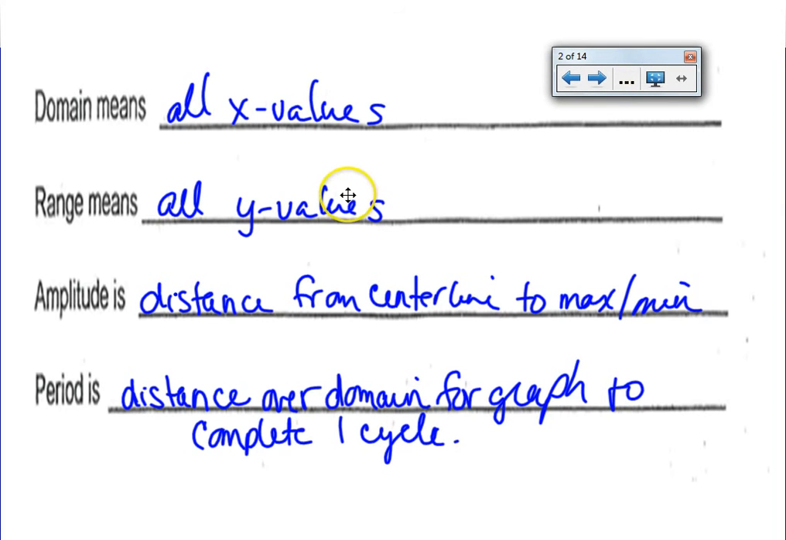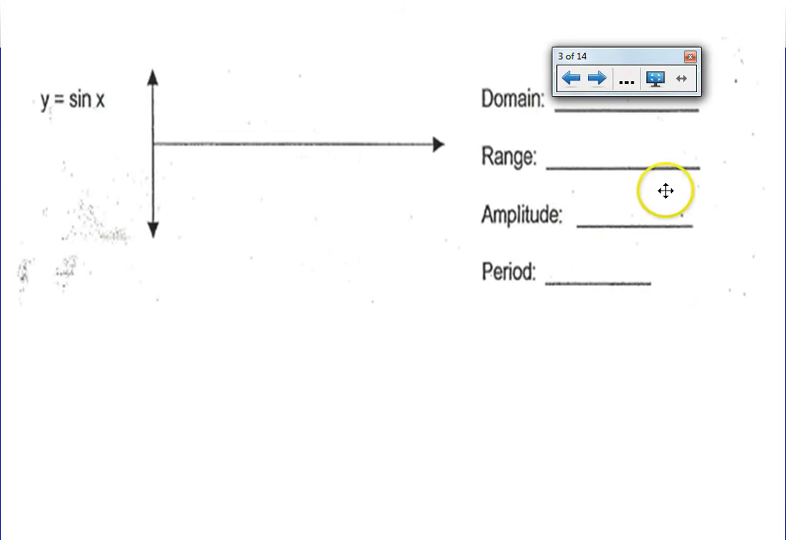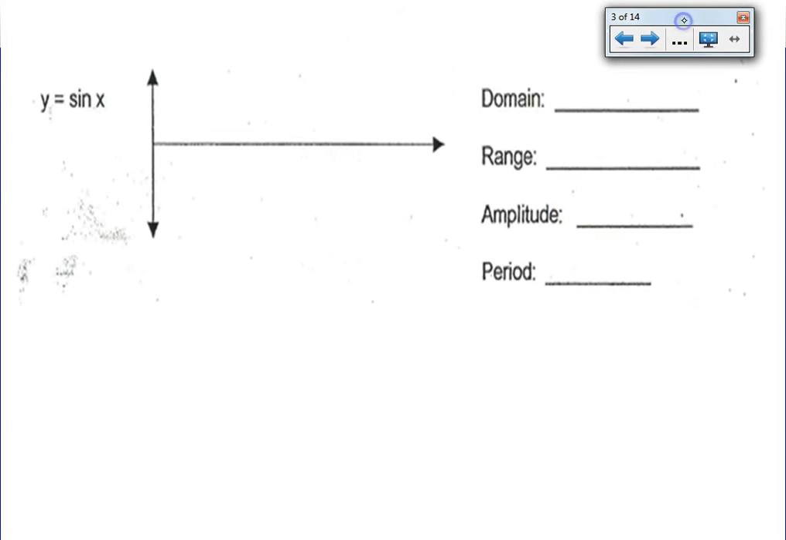I am not going to give you a vocabulary test by any means, but on pretty much every question from now until the end of this class, any of these questions are legit. So I could say, what is the domain of this graph? What is the range? What is the amplitude? Some of those are easier to answer than others. So let's start with our sine graph.